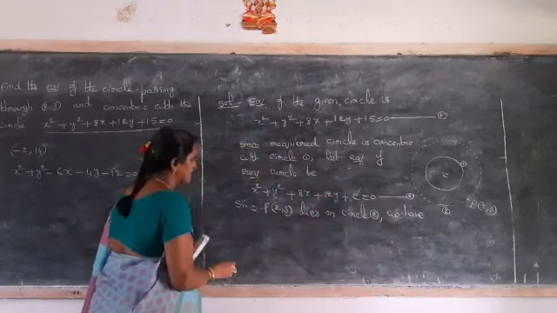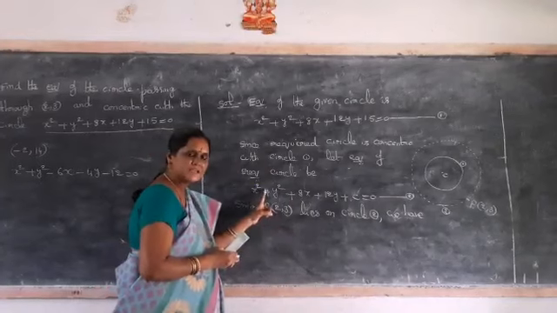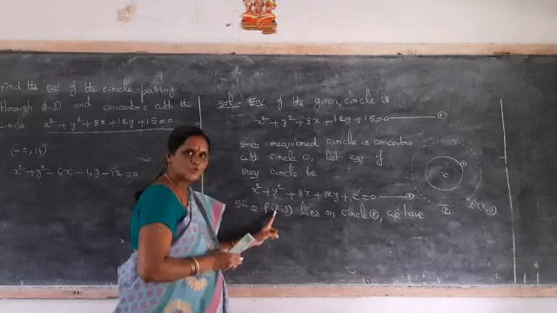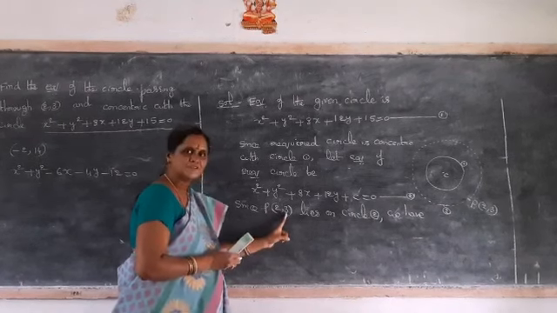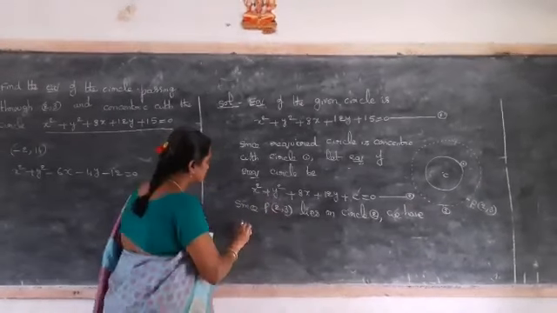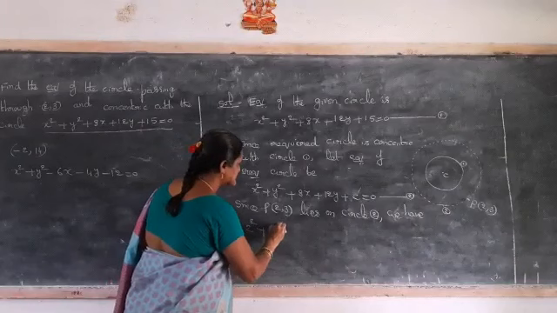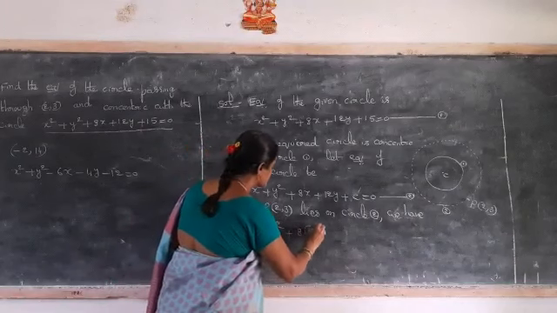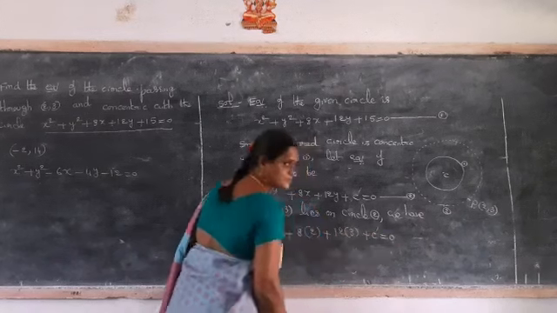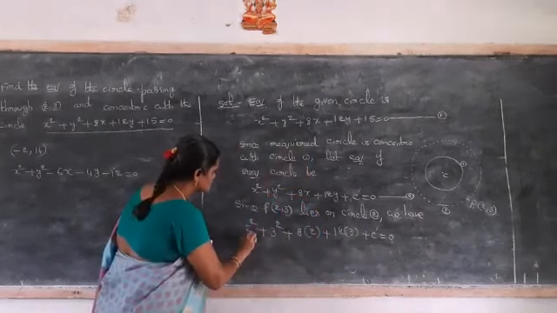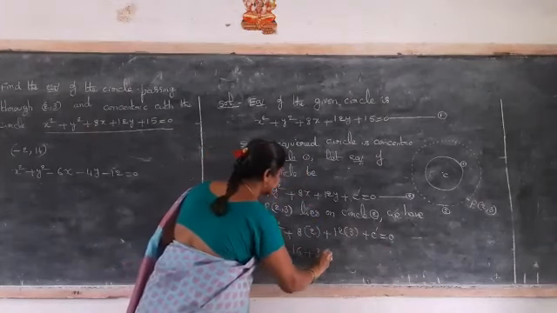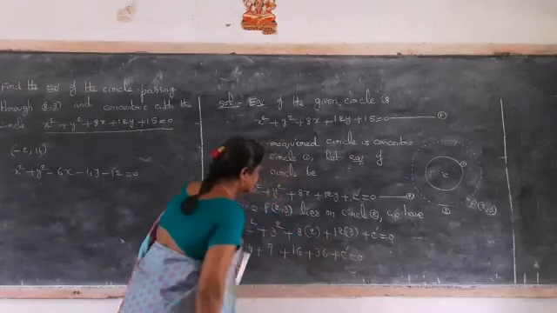we substitute the point P in equation 2. In the place of x you put 2, in the place of y you put 3. Then you get 2 square plus 3 square plus 8 into 2 plus 12 into 3 plus c dash is equal to 0. Now we simplify: 2 square is 4, plus 9, plus 16, plus 36, plus c dash is equal to 0.